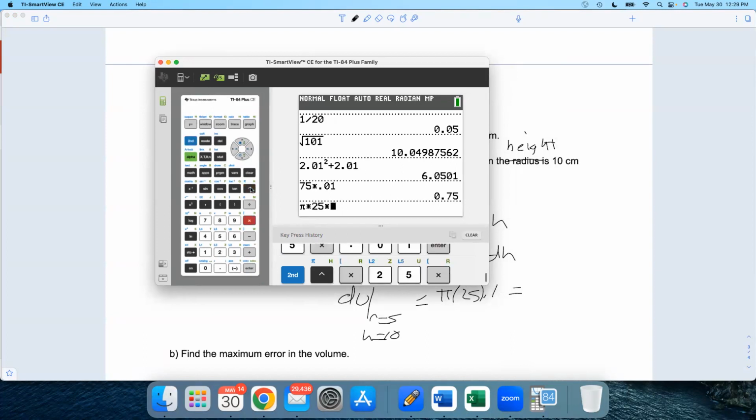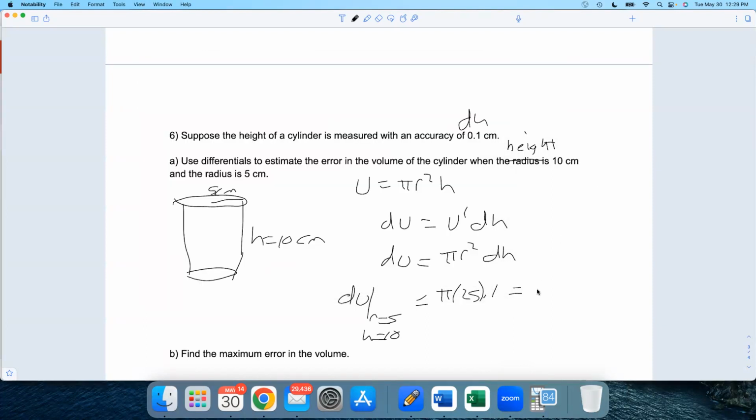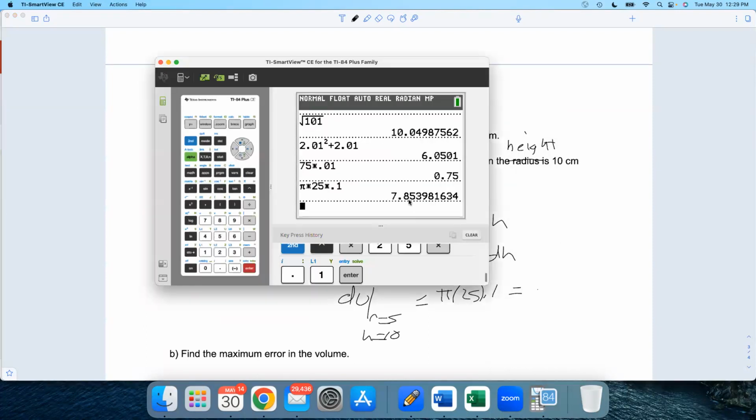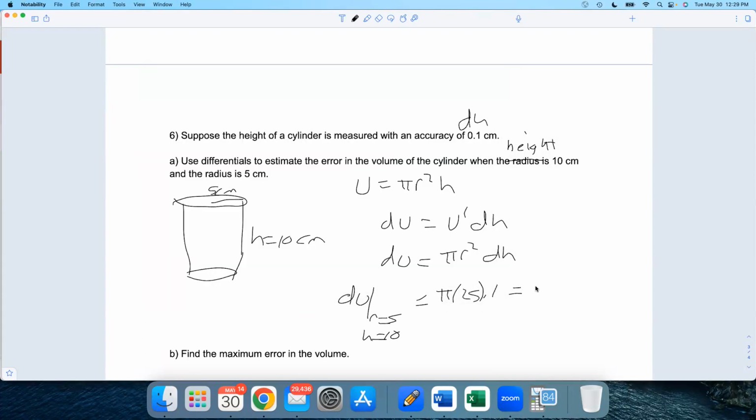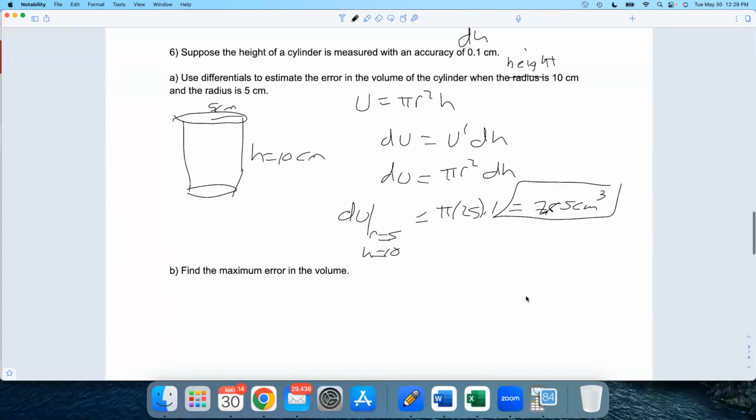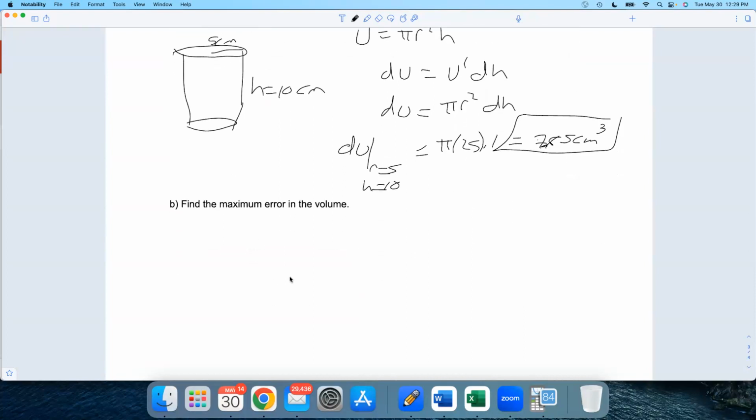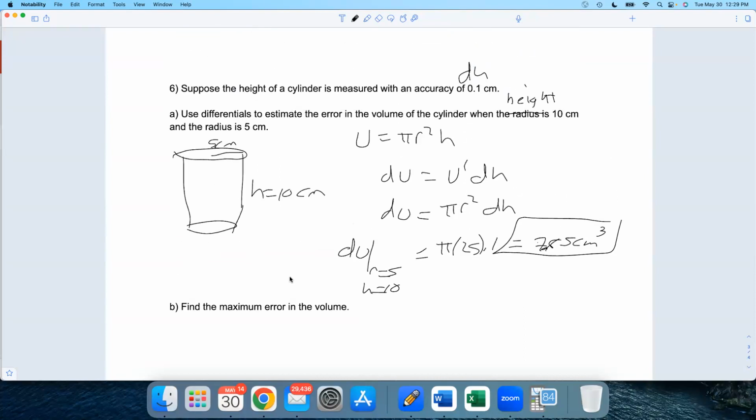Times 25 times 0.1, right? I think it was 0.1. Yeah. So 7.85 cubic centimeters. So that's an approximation of how much error we might have in the volume. Now let's actually calculate what that maximum error really would be. So this is just a shorthand, quick and dirty way to estimate a maximum error.